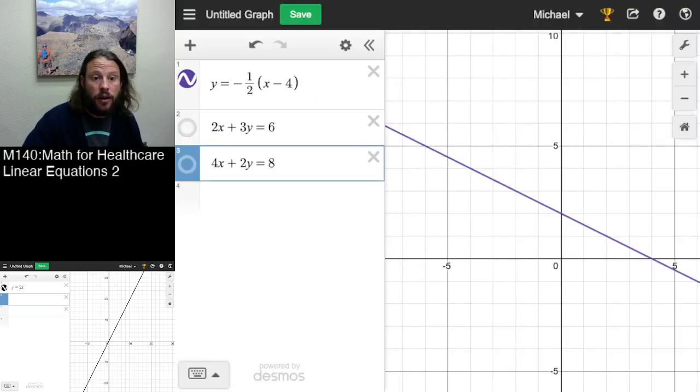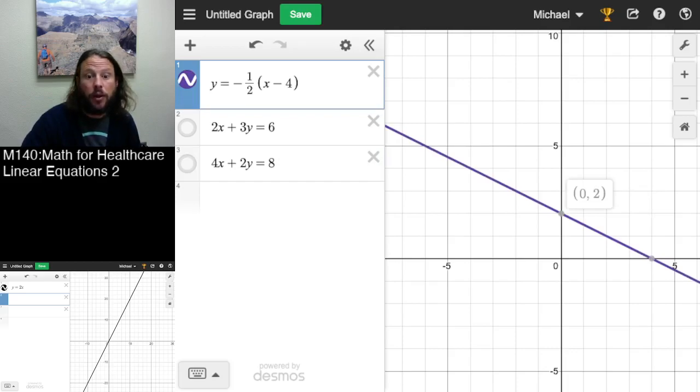And here, this line that we see is y equals negative 1/2 times (x minus 4). Okay, and that's about what we graphed it as. We see that the y-intercept is 2, like the slope-intercept form of the line told us. And here is the x-intercept at (4, 0). All right, good. Now, let's look at another example.